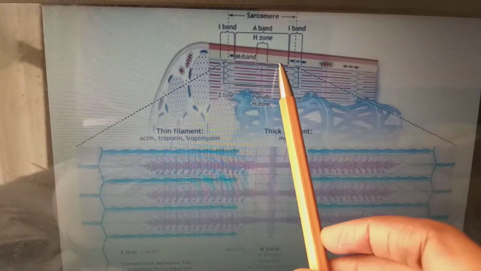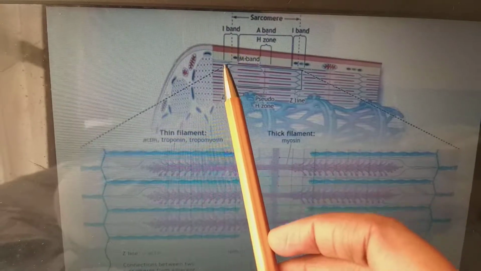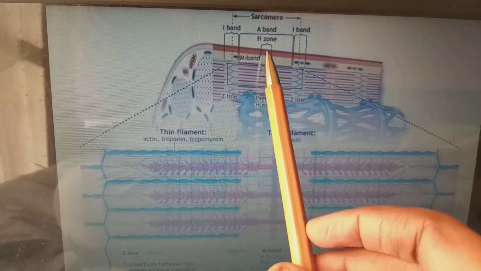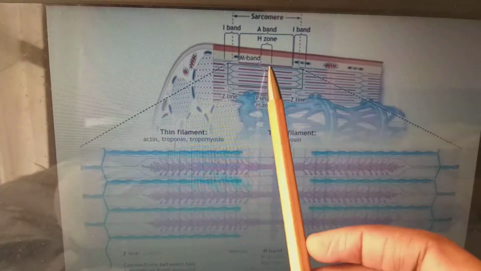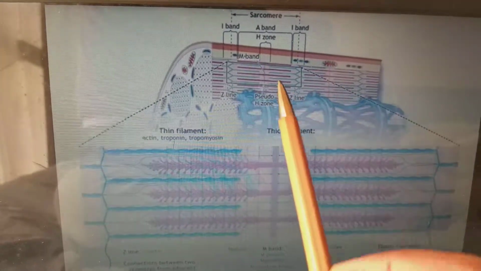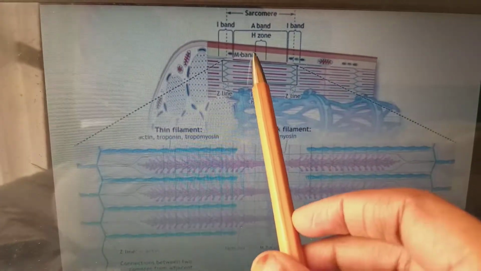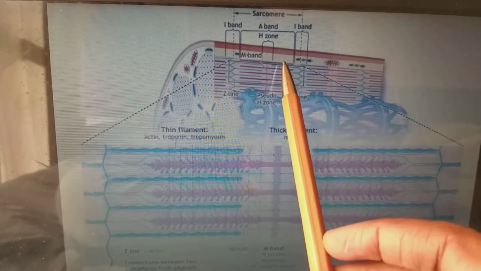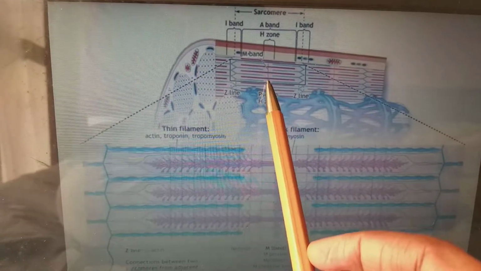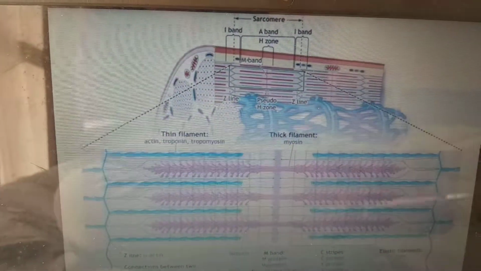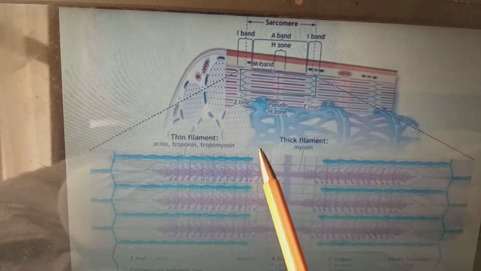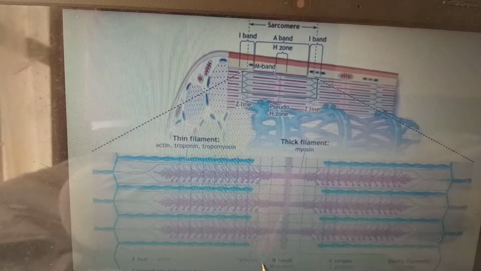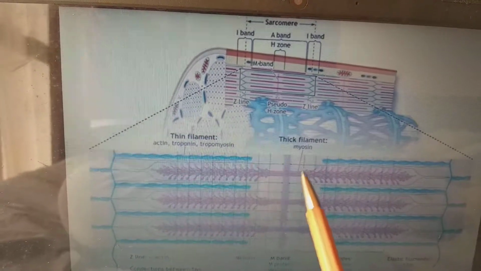The center band we call the A band, and then the I band. In the I band we have only actin, but in the A band we have both actin as well as myosin, which is thick in nature. The center line is the M line, and the zone we call the H zone, or Hensen's zone. Sorry, there is only myosin in the H zone.